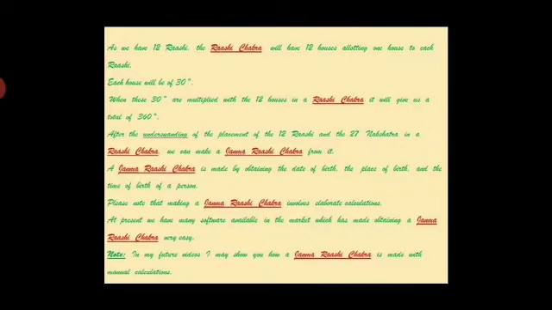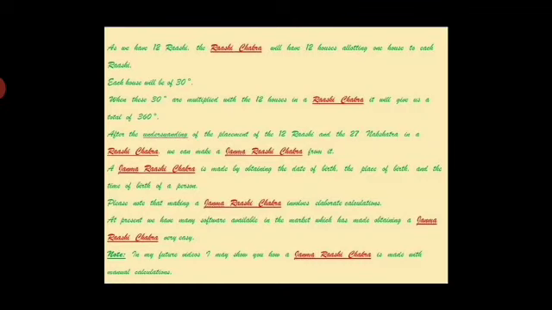As we have 12 Rashi, the Rashi Chakra will have 12 houses, allotting one house to each Rashi. Each house will be of 30 degree. When these 30 degree are multiplied with the 12 houses in a Rashi Chakra, it will give us a total of 360 degree.